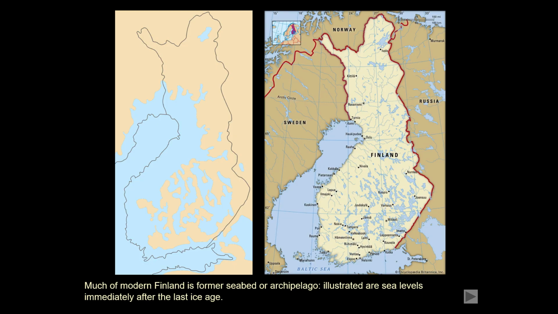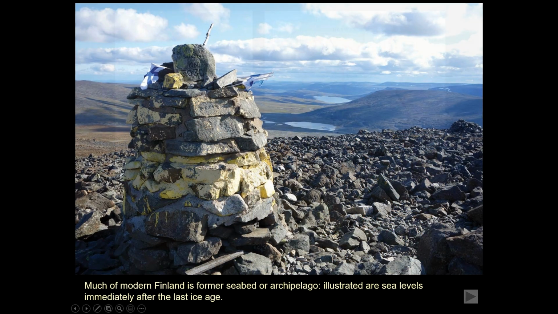Much of Finland was a former seabed or archipelago and is now above ground. So sea levels have risen to help sort of create Finland. So in this view on the left, you see the blue areas are water, and this area on the right here is a more modern map of Finland. Finland doesn't have very many tall mountains, but here's a view of one of the taller places in Finland, and try to imagine sea levels as they were higher at some time in the past.